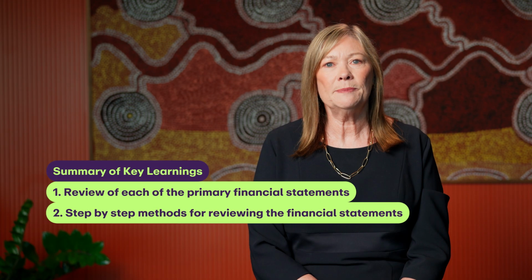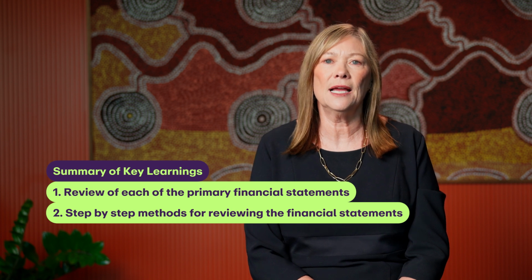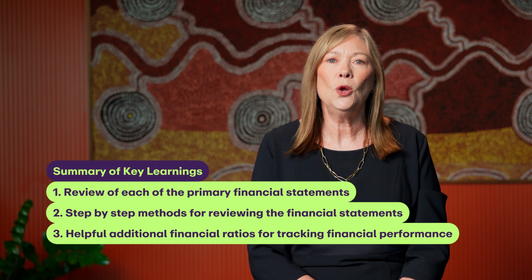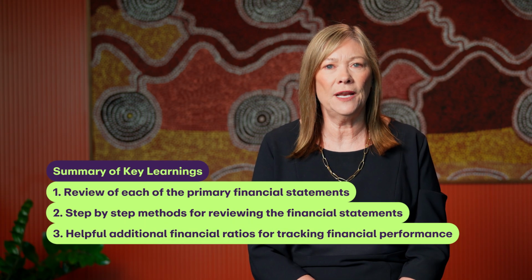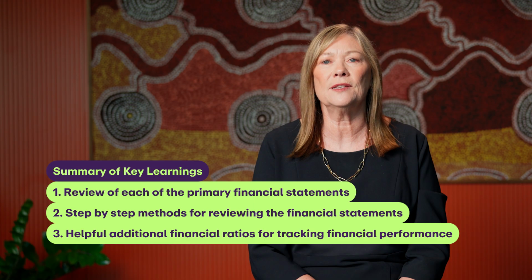To summarise the key learnings from this part of the series, first, we reviewed the purpose of each of the primary financial statements, what they tell you and how they are related. Second, we explained some step-by-step methods for reviewing the financial statements and examples of questions directors should ask to understand the financial position of their organisation. Finally, we provided some helpful additional financial ratios that directors can also use as an aid to tracking organisational financial performance over time.